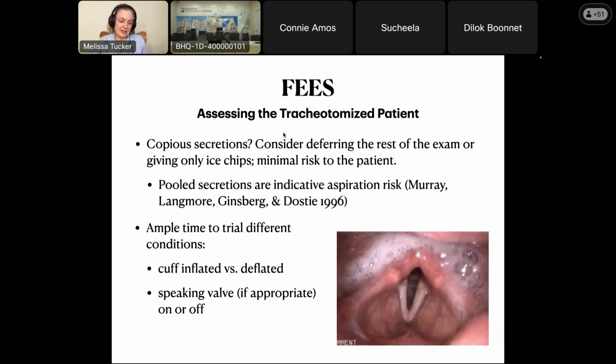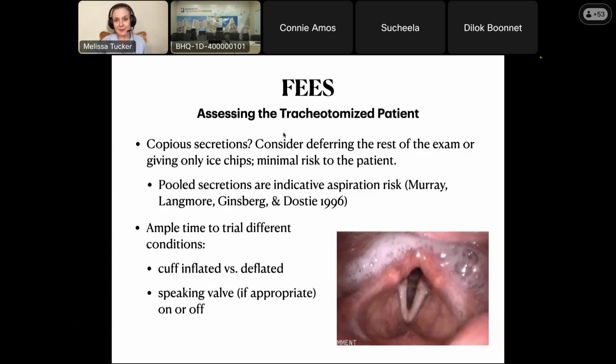Another advantage to FEES is that it allows you ample time to try different conditions in this patient population. What I mean by different conditions is you can try PO trials with the cuff inflated, then with the cuff deflated. You can try PO trials with the patient using their finger to occlude the tracheostomy tube while they swallow. You can try putting a speaking valve on, if appropriate. So you can do as much as you want.